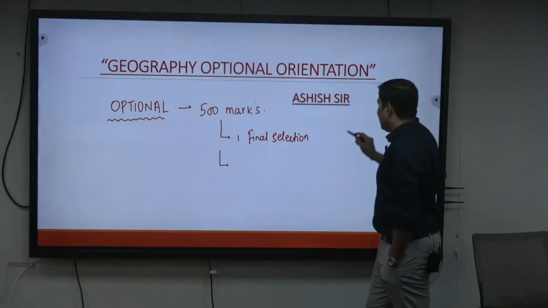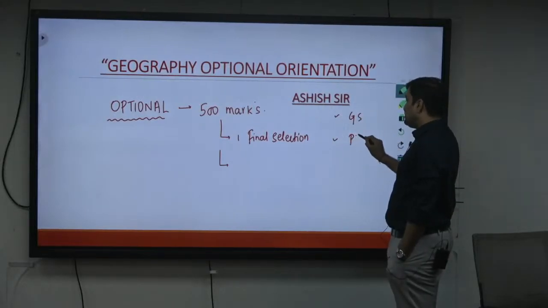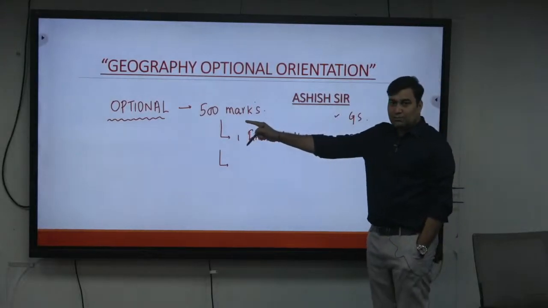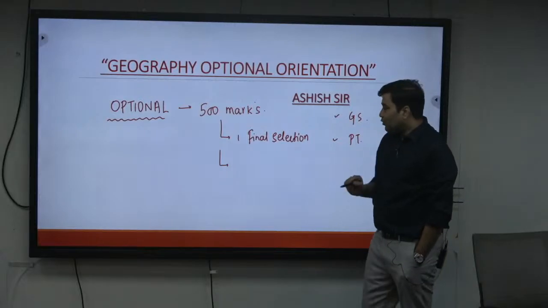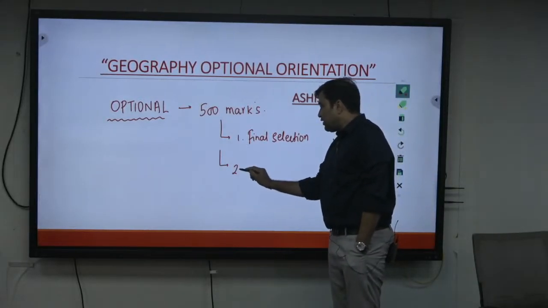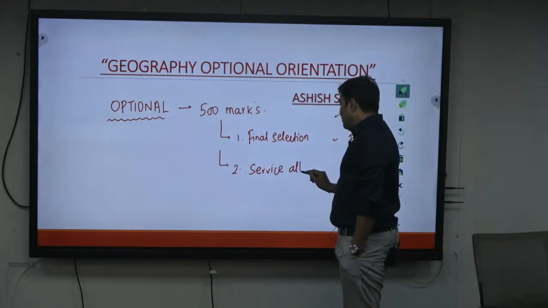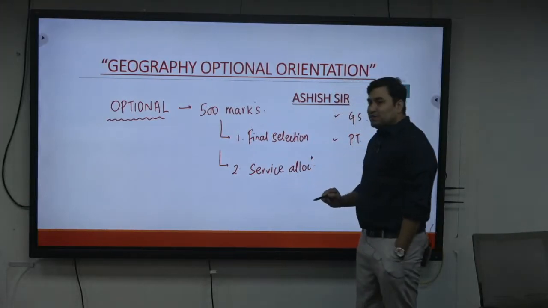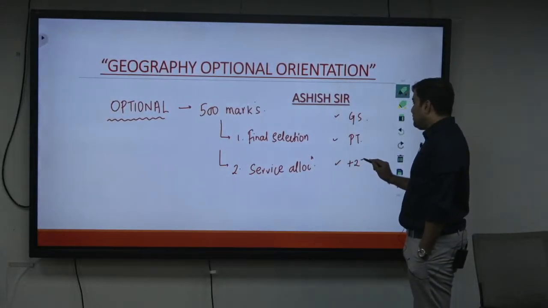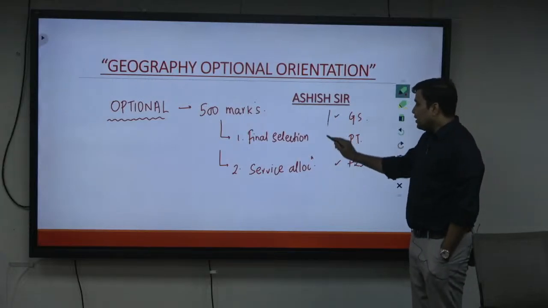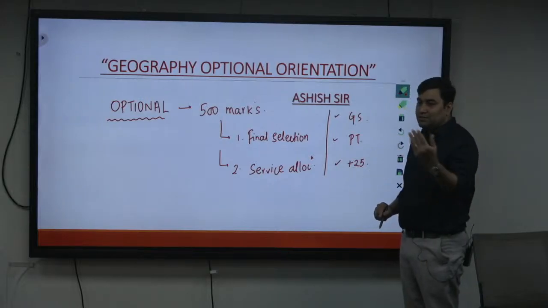Along with general studies marks and your interview marks, that is personality test marks, these marks are the most important, which will help you to get into the final merit list. And the second most important is which service you are going to get. Service allocation will also be decided on this. For example, just imagine if you have an edge of plus 20 or 25 marks in your optional, that essentially can bring you from police service to administrative service.